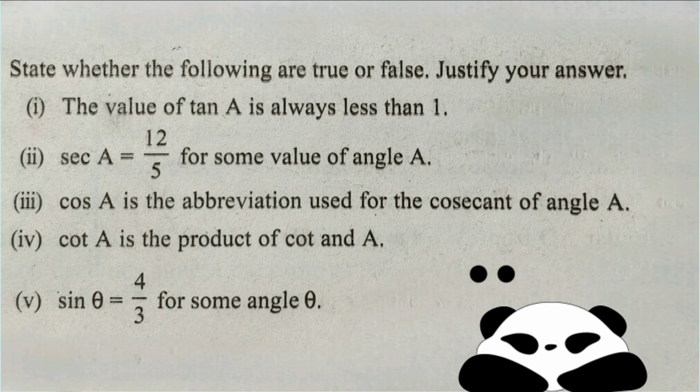The question that we are going to solve today is: state whether the following are true or false. Justify your answer. Number 1, the value of tan A is always less than 1. Number 2, sec A is equal to 12 by 5 for some value of angle A. Number 3, cos A is the abbreviation used for the cosecant of angle A. Number 4, cot A is the product of cot and A. Number 5, sin theta is equal to 4 by 3 for some angle theta.